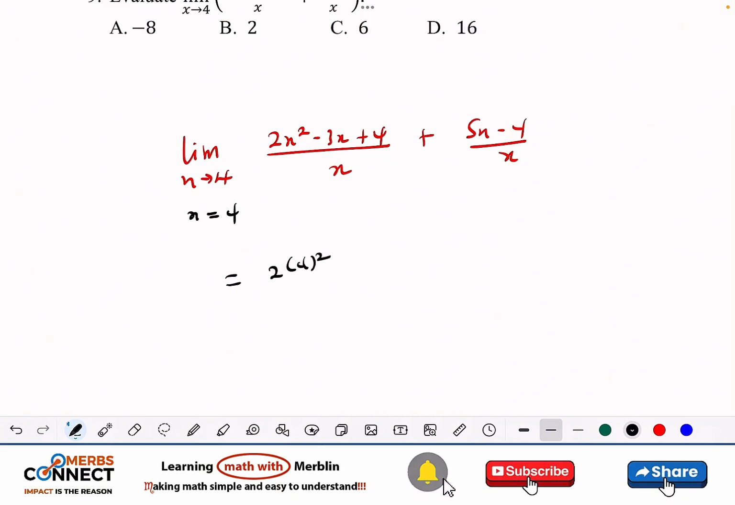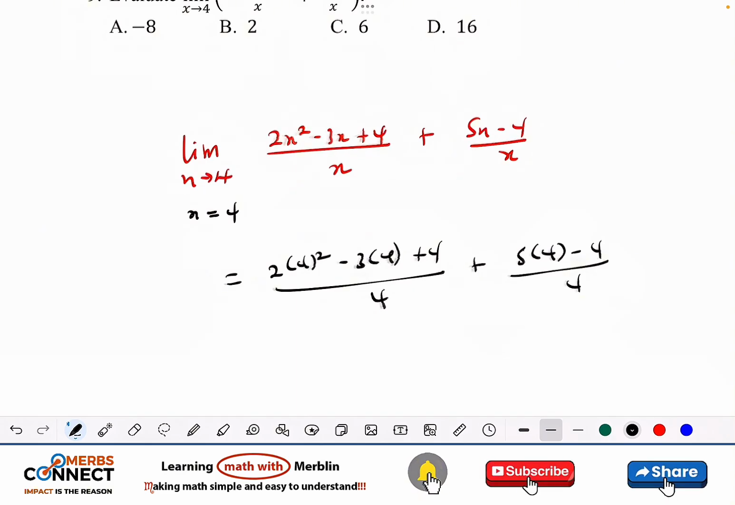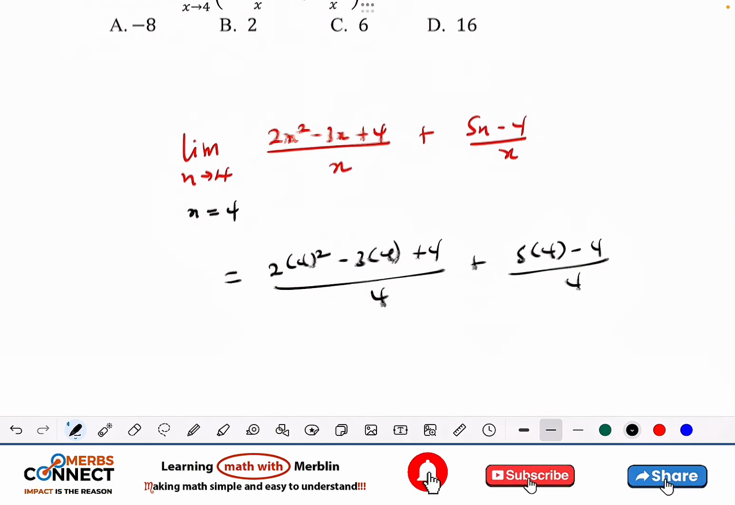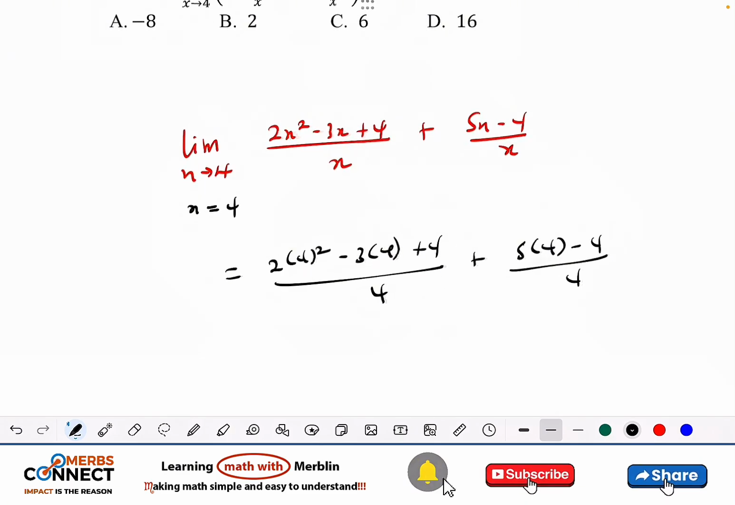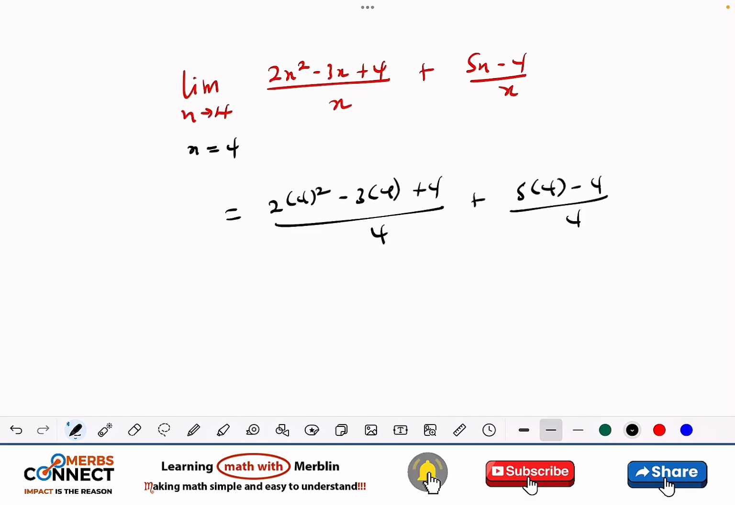2 times 4 squared minus 3 times 4 plus 4 divided by 4, plus 5 times 4 minus 4 divided by 4. We don't concentrate on the numerator, or let me say the top, because if the top is 0 and the bottom is not 0, we are going to have an answer called 0. So we don't concentrate much there. So this is 16 minus 12 plus 4 divided by 4. This is going to be 20 minus 4 divided by 4.